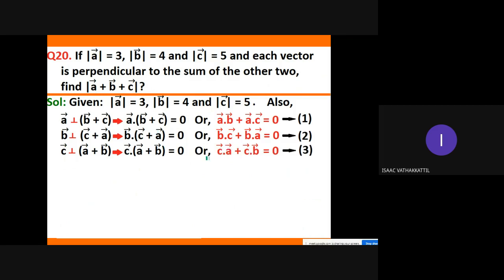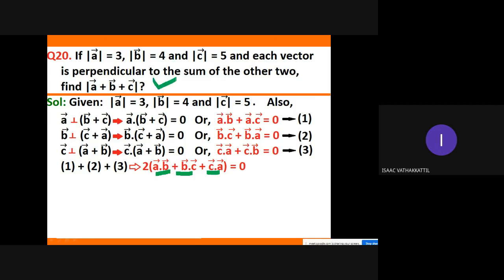If you add up these, what you get is A dot B plus B dot A is as good as twice A dot B, plus B dot C plus C dot A. Twice A dot B plus B dot C plus C dot A is 0. All these are real numbers. A dot B is a number. B dot C is a scalar. C dot A is also a scalar. So the sum is 0. Now we want magnitude of A plus B plus C.